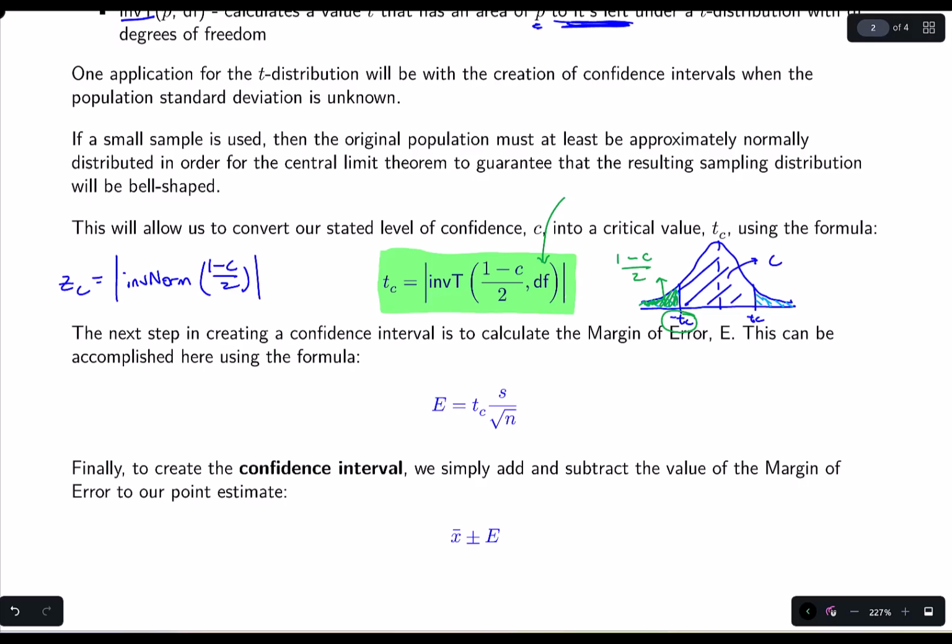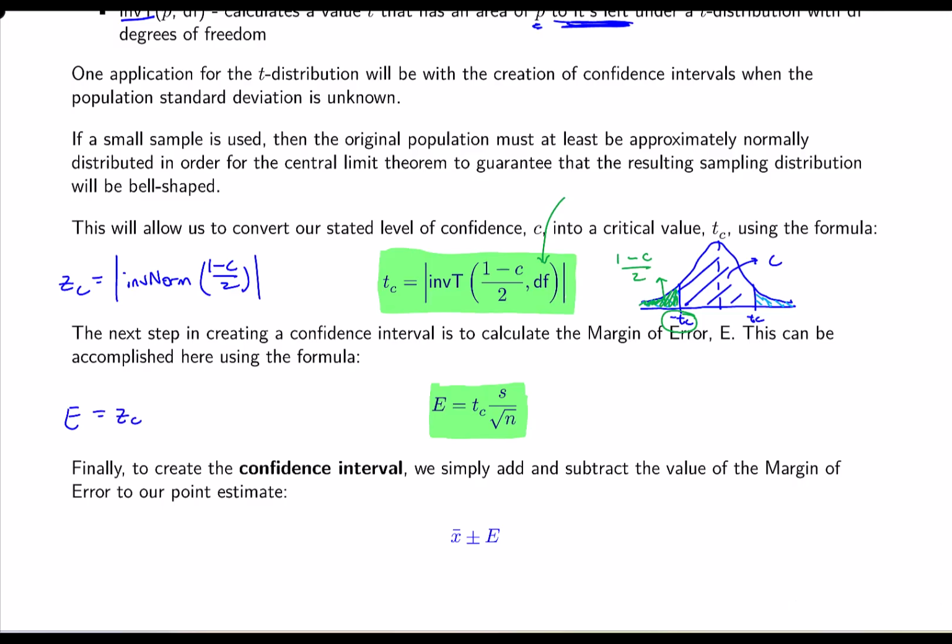The next step in creating our confidence interval is to calculate the margin of error. And this is done with a formula that is really identical to the formula that we had with respect to normal distributions. On normal distributions, we used z sub c, the critical value that we got with respect to the normal distribution, times sigma over the square root of n. But if sigma is unknown, that population standard deviation, we're substituting s here and using the t-distribution value instead. But it's still essentially the same formula.